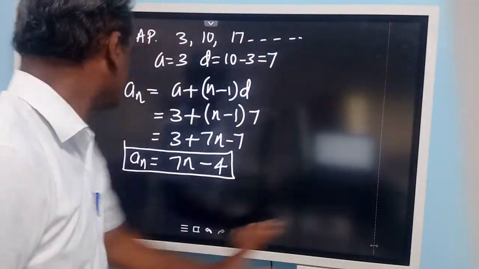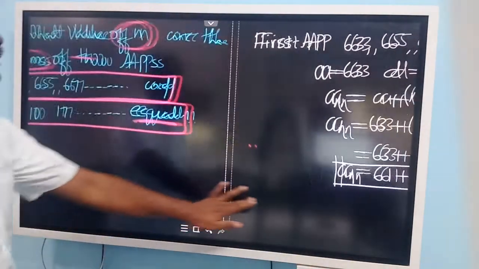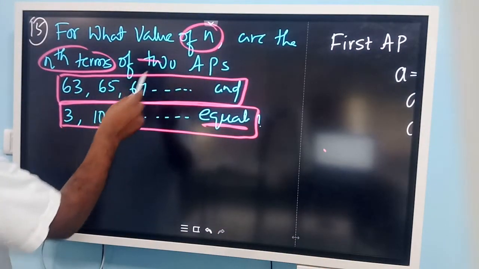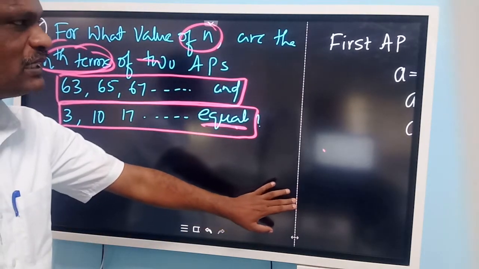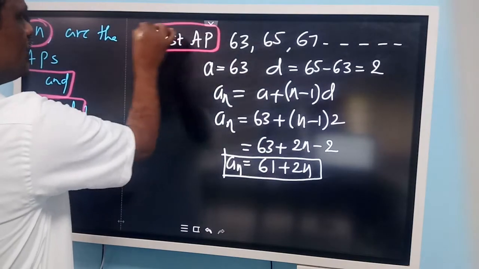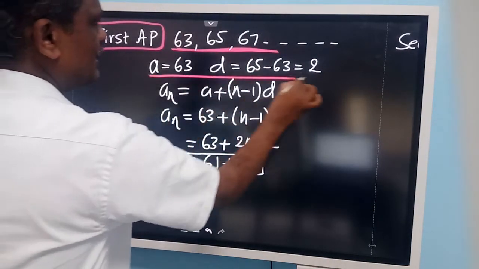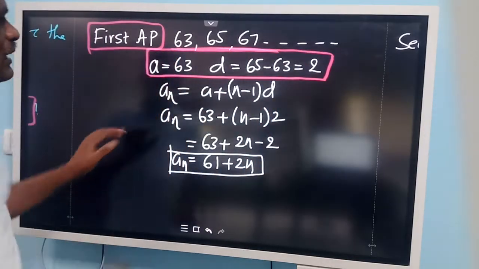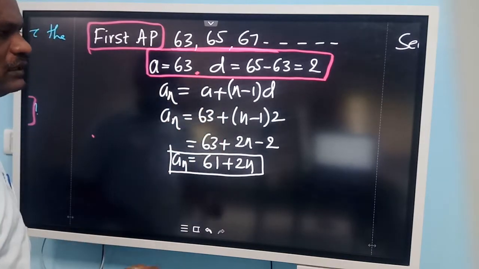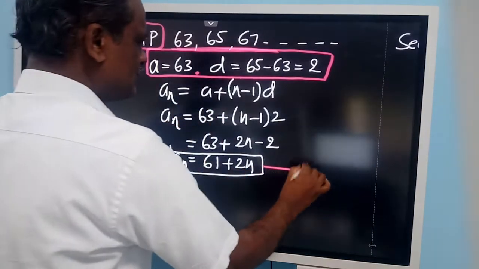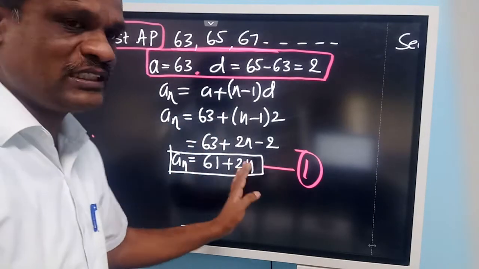So look at this. What is the question given here? We have two APs and it is clearly given that the nth terms of both the APs are equal. We have to find the value of n. Let us take the first AP: 63, 65, 67. From this you collect these details: A is equal to 63 and D is equal to 2. Apply the formula, and you will get An is equal to 61 plus 2n. This is the nth term of the first AP.